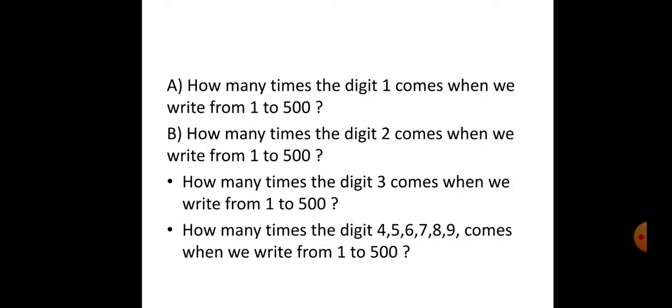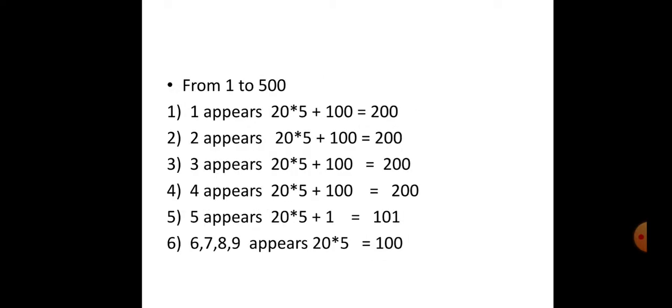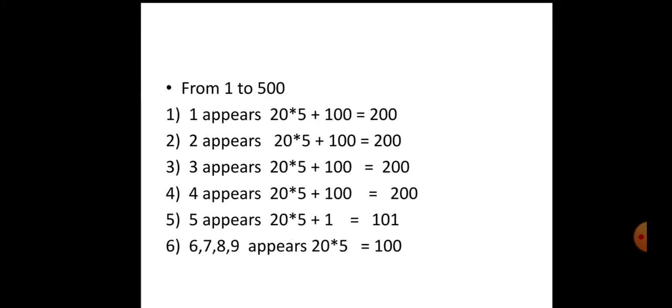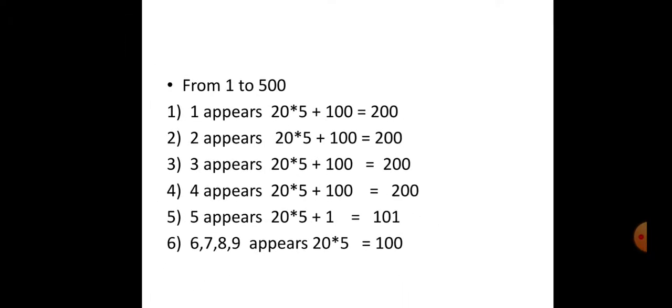For 1 to 500, we'll write 20 into 5. 20 into 5, 1 to 1, 20 into 5, and then extra 100. Extra 100 comes from 100 to 199. Again for digit 2, we'll do the same thing. 20 into 5 plus extra 100, that comes from 200 to 300. Again for the digit 3, we do the same thing.